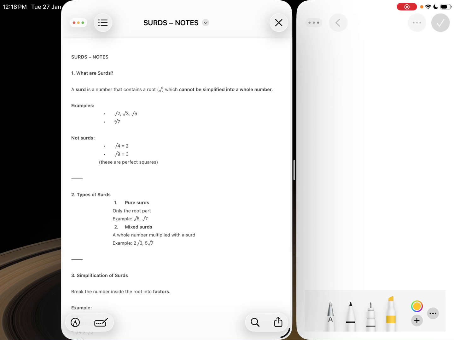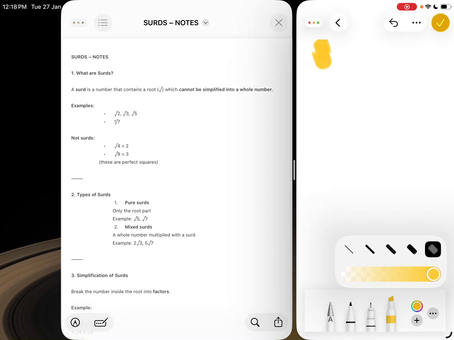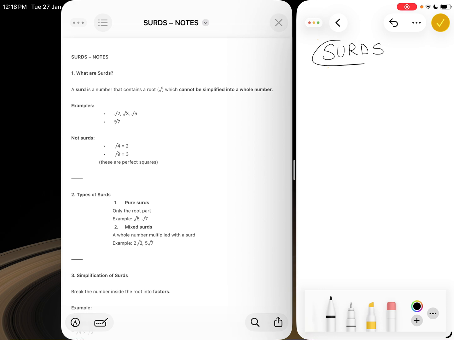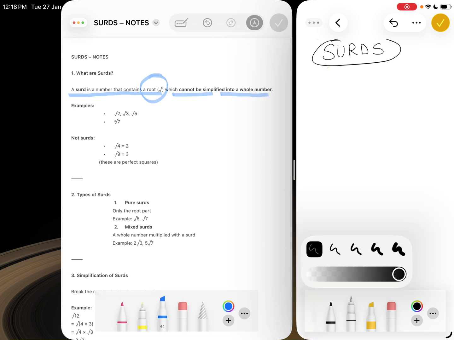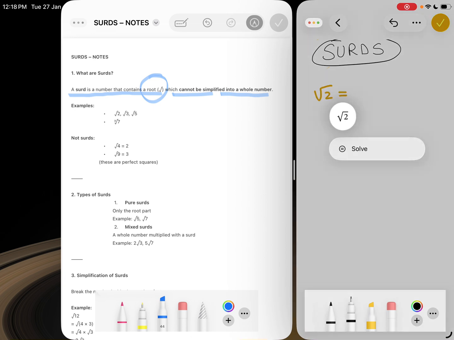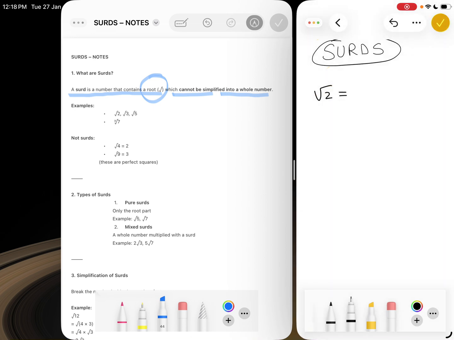Okay, so we'll be learning about surds today. Let's first understand what surds are. Any number which contains a root. A surd is a number that contains a root which cannot be simplified into a whole number, right? So if I write root 2 and put it into the calculator, it will be in decimals. It will not be a whole number. It will not be just a single number. So that is a surd, okay? Which cannot be simplified into a whole number.